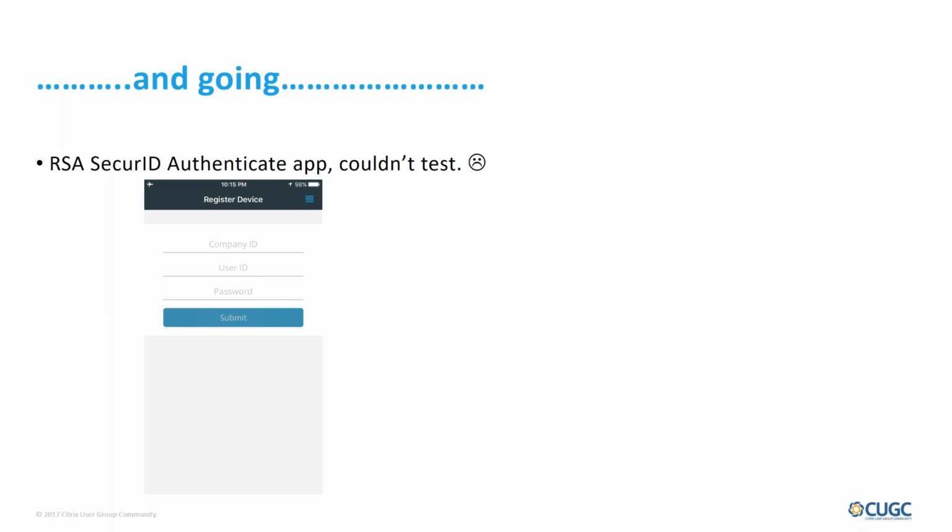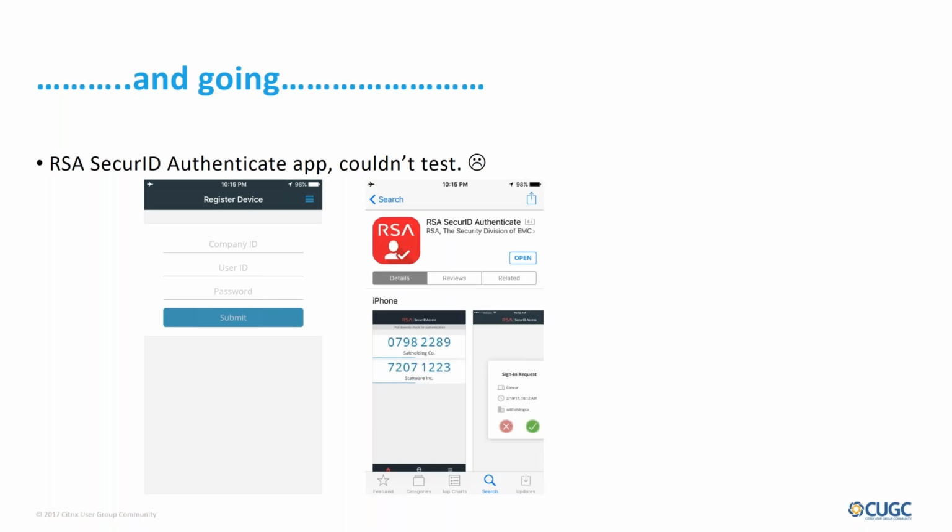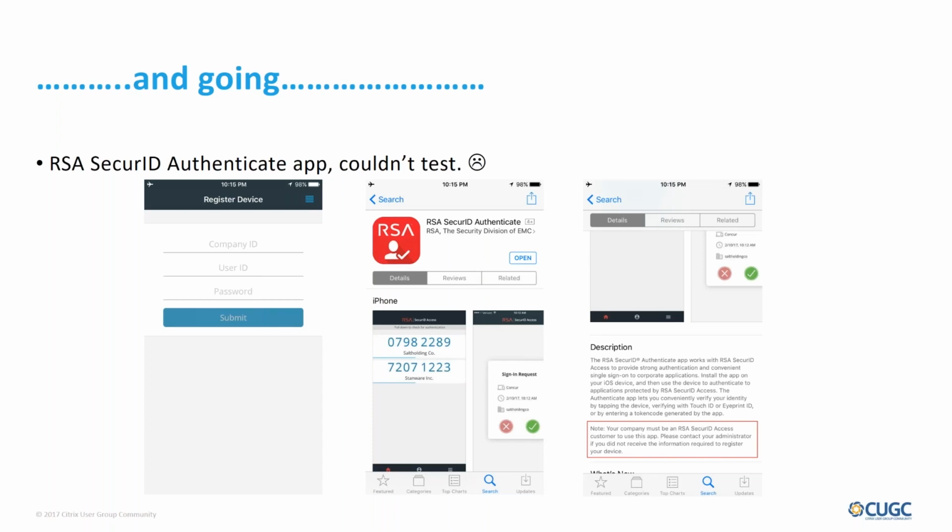And I had it on my phone, the RSA SecurID Authenticate app, but unfortunately I couldn't test because when I was last deploying the solution, I never registered it. So I had to go to the Apple App Store, and I found the app again, and I scrolled down, and sure enough, your company must be an RSA SecurID Access customer in order to use the app. And so I wasn't able to test this. But if you do use this app in your environment, when you get the recording of this video, feel free to go to that screen where I showed my QR code, try and scan it, see if it drops it in there. If it does, then you know this app works.